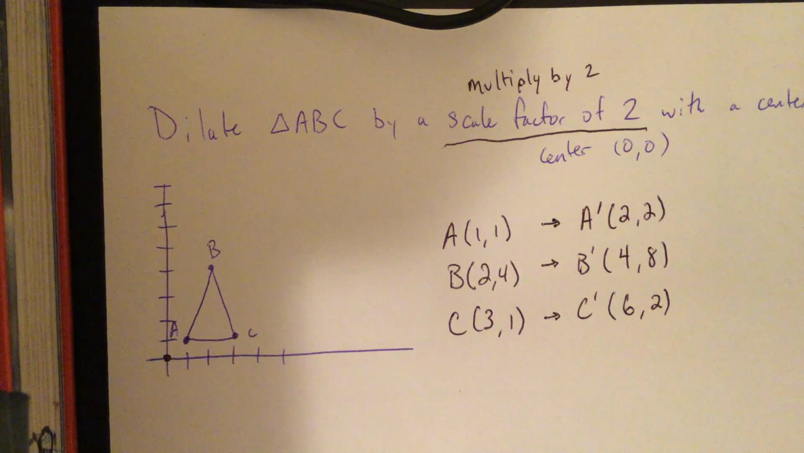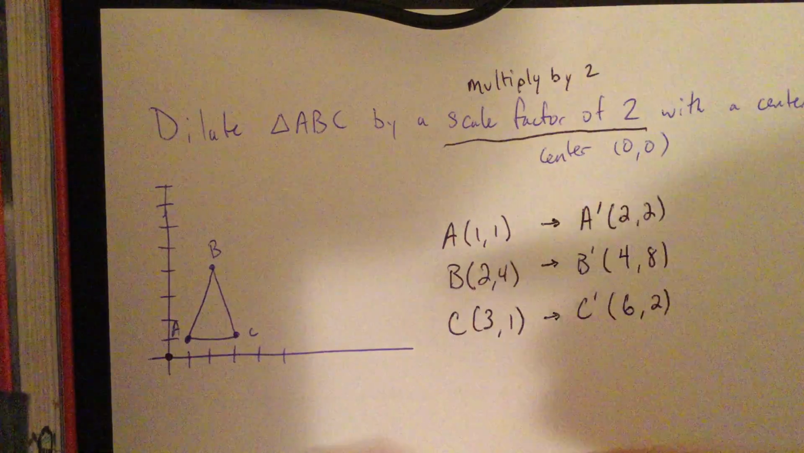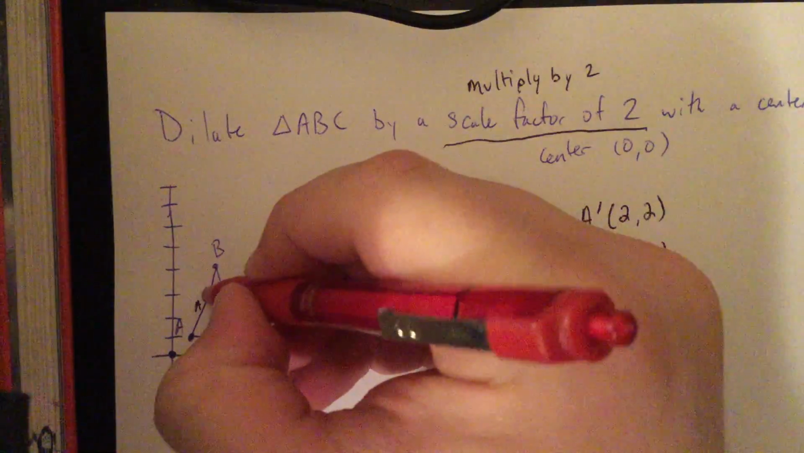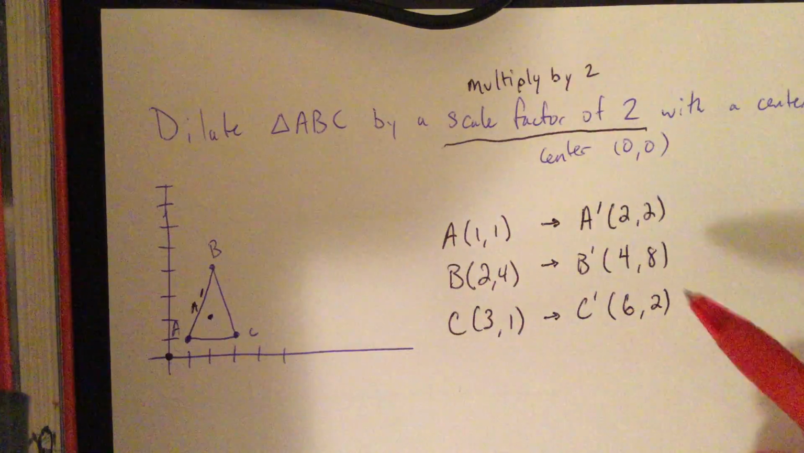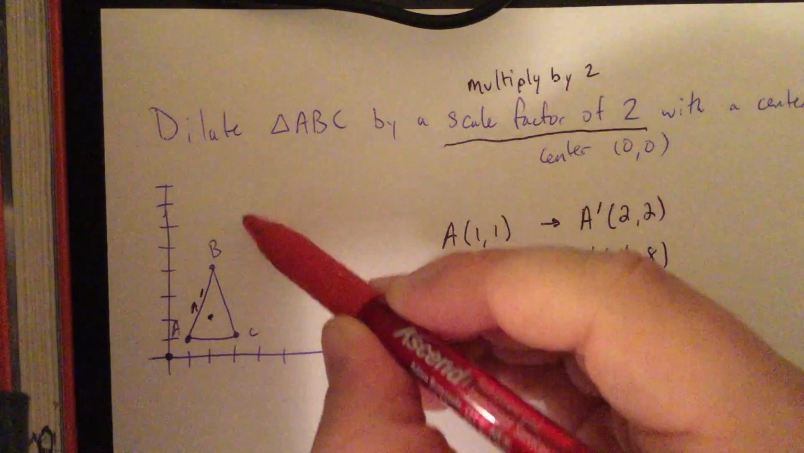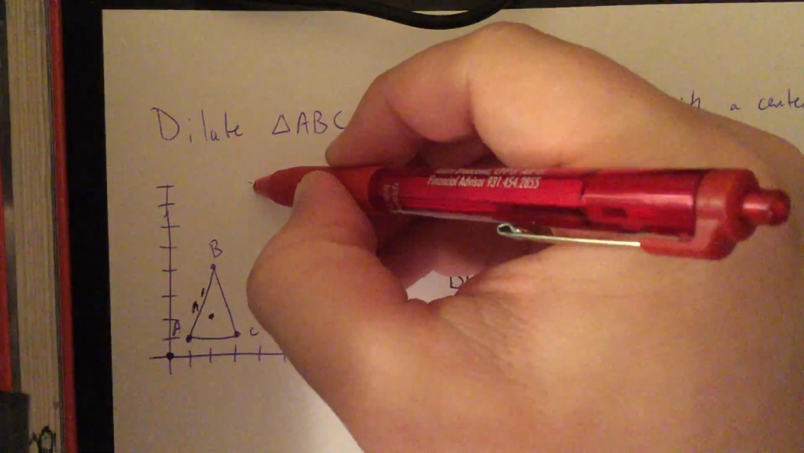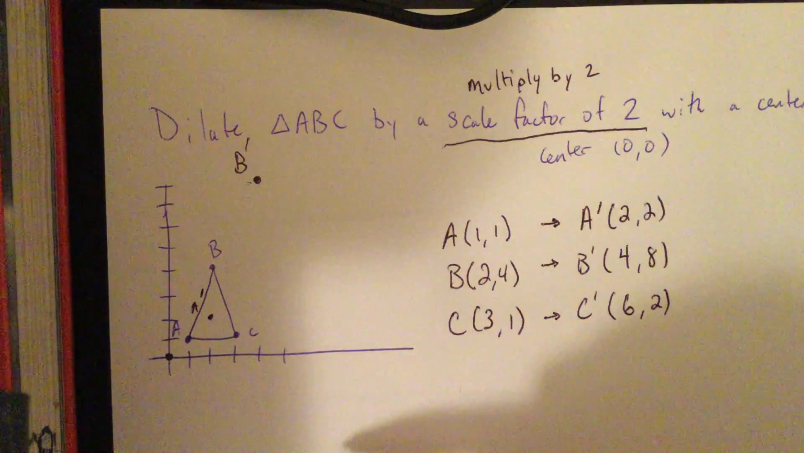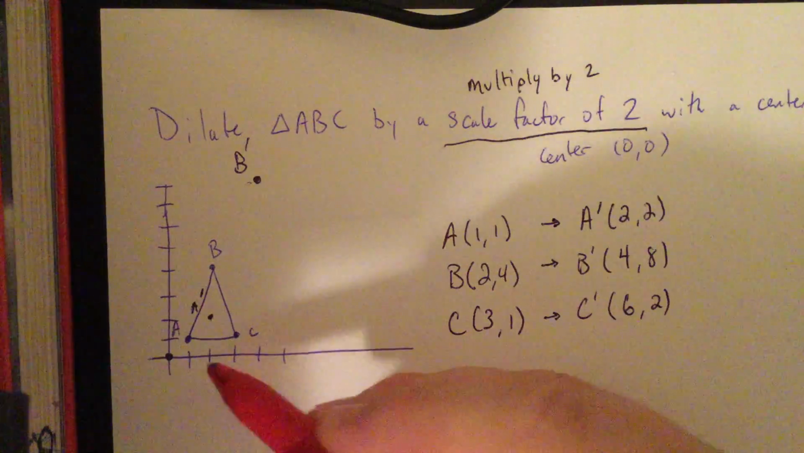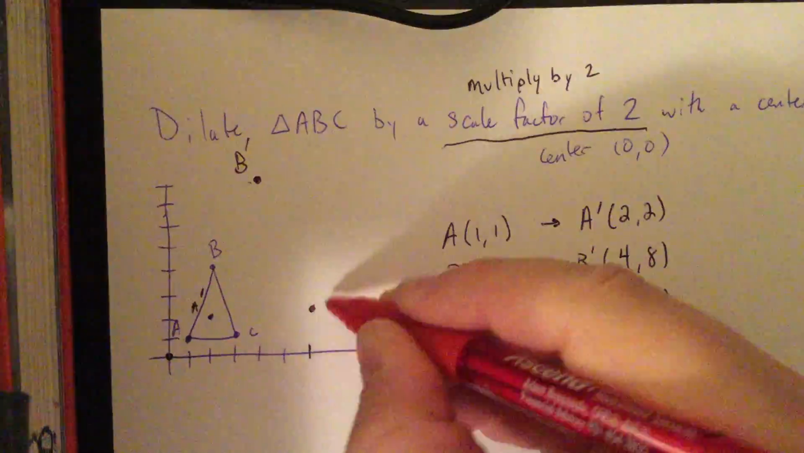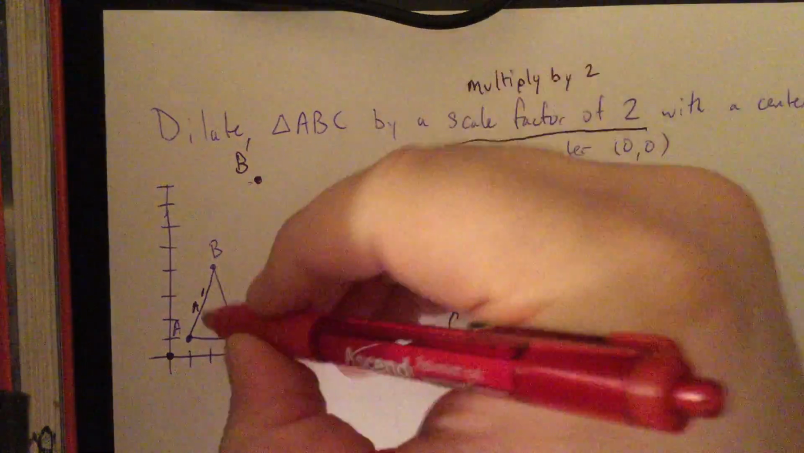Now I'm going to go ahead and graph those 3 points to see what our new figure is going to look like. Okay, so I go 1, 2, 1, 2. A prime. B prime, 1, 2, 3, 4, 1, 2, 3, 4, 5, 6, 7, 8, all the way up here. There we go, B prime. And then C prime, 1, 2, 3, 4, 5, 6, and up 2. C prime. I'm going to connect those dots.